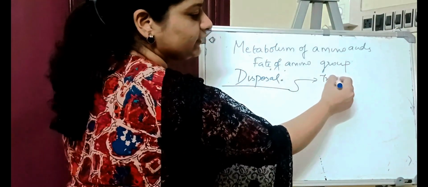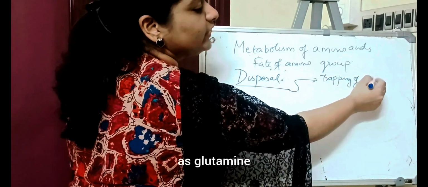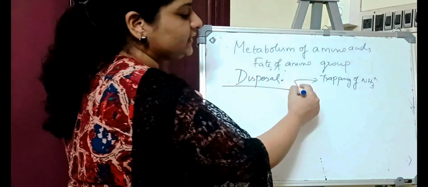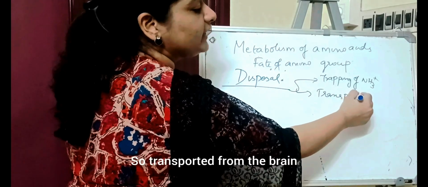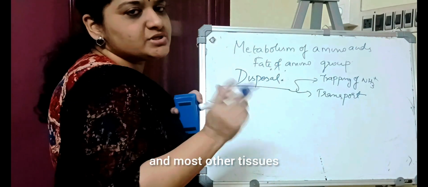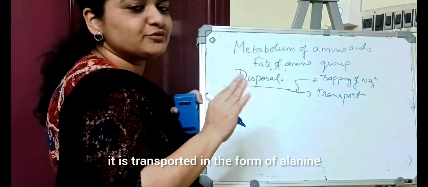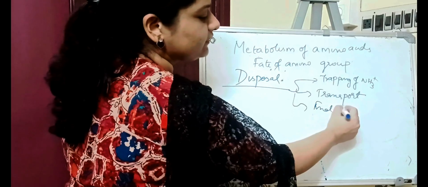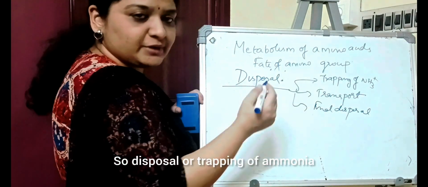The first line of defense is the trapping of ammonia. This ammonia is trapped as glutamine, especially in the brain, intestine and most tissues. Then it is transported. From the brain and most other tissues it is transported in the form of glutamine. From the skeletal muscles it is transported in the form of alanine. And then the final disposal.